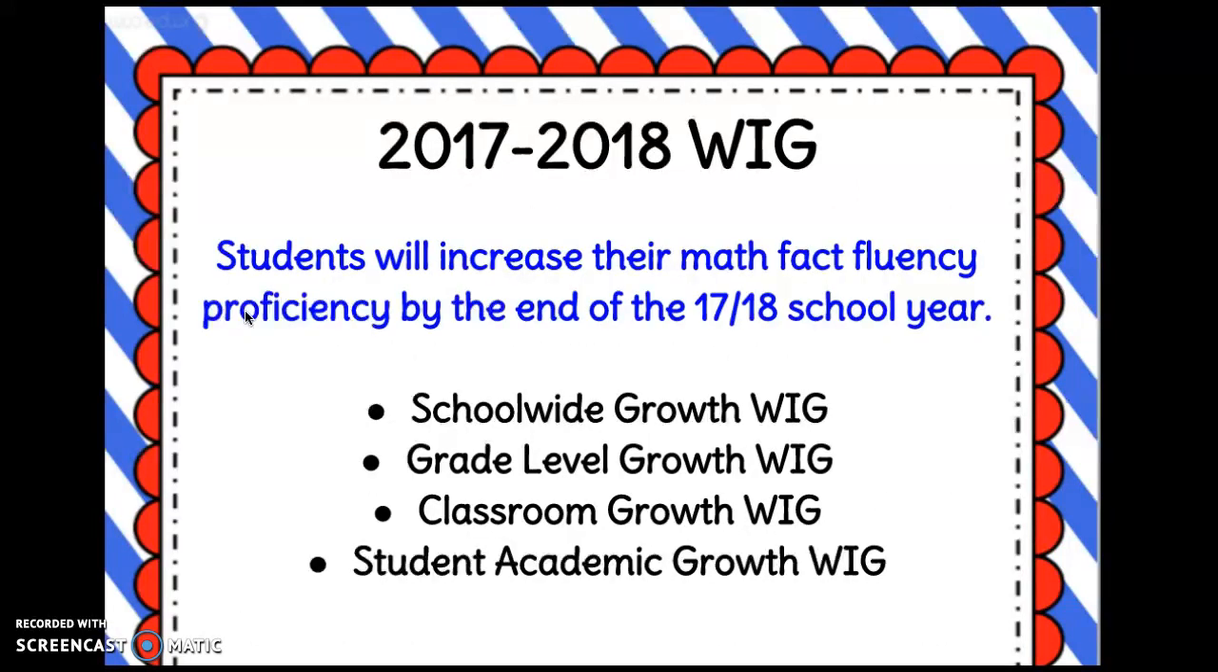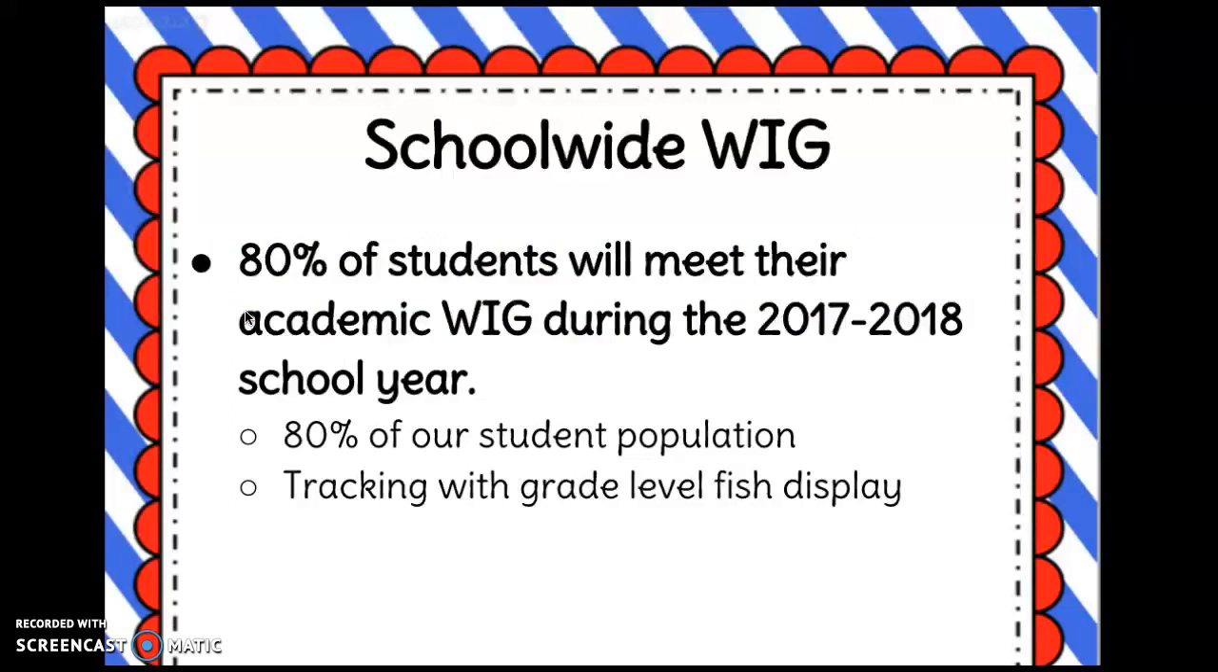So when we look at our 2017-2018 WIG, we're going to focus on math this year. And our WIG is that students will increase their math fact fluency proficiency by the end of the school year. And like I had mentioned, we're breaking this up into our school-wide WIG, grade level and classroom WIG, and then our student academic growth WIG. So we're going to start from the top and kind of work our way down.